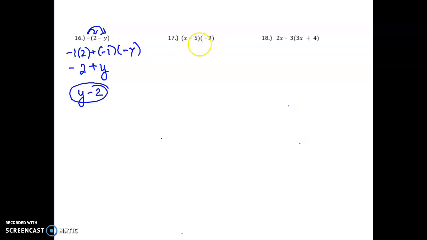Number 17, it would be negative 3 times x plus a negative 3 times negative 5. Again, I'm just multiplying it by each term. This would be negative 3x plus 15.